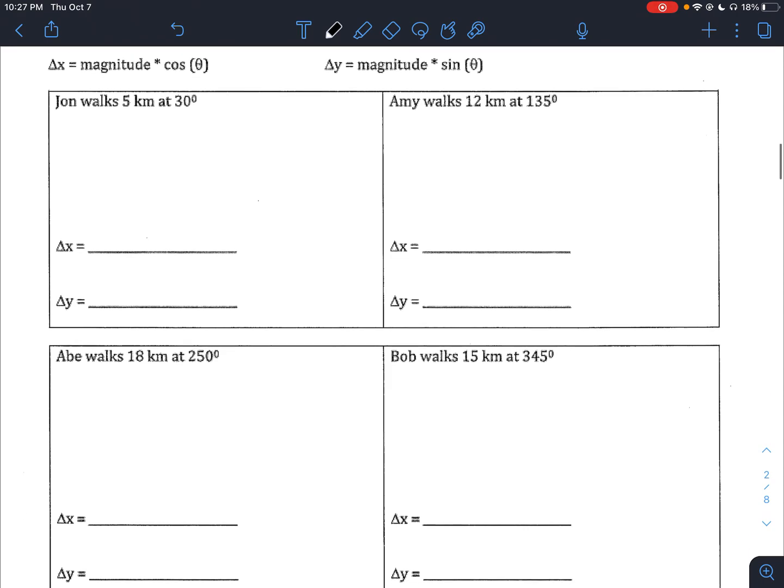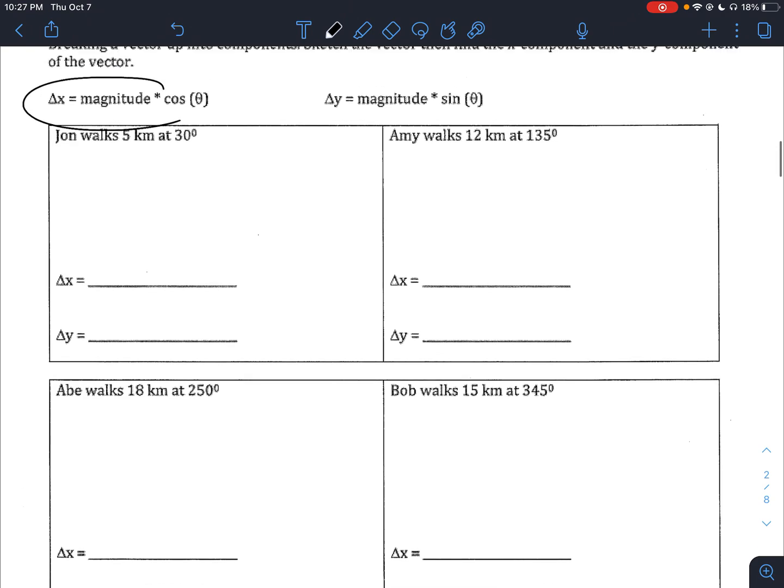So this next section is a little different. We're not necessarily adding vectors. We are given the results and we need to break them up into components. I'm not going to mention these equations just yet. They will work, but they are conditional, meaning they only work if you draw a certain triangle.